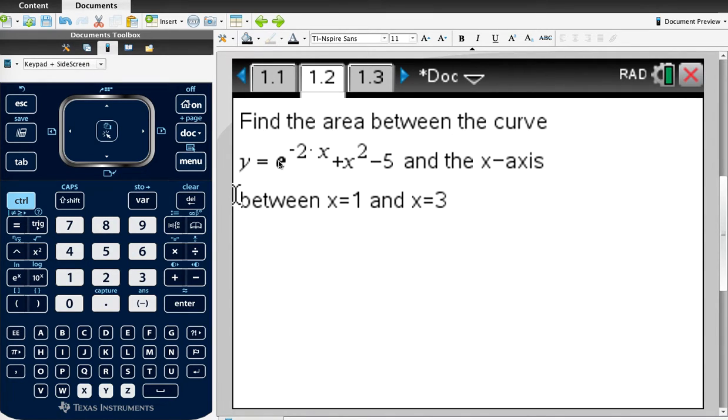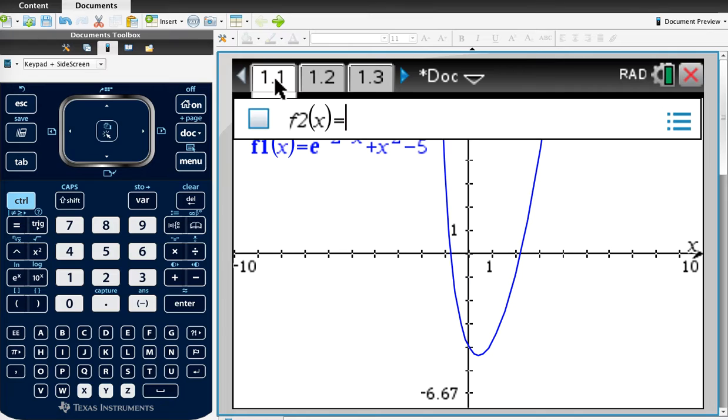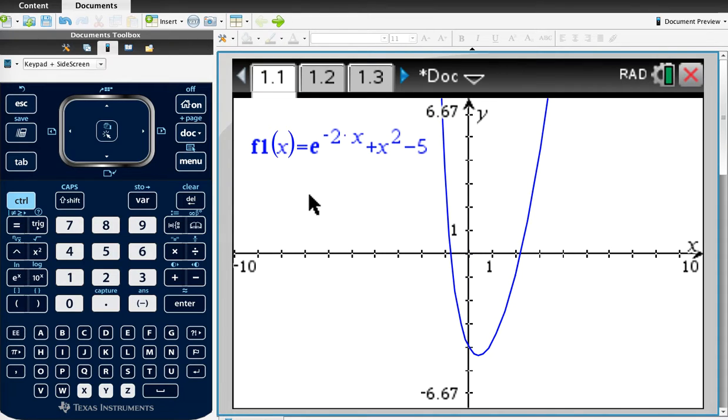Find the area between the curve y equals e to the negative 2x plus x squared subtract 5, and the x-axis between x is equal to 1 and x is equal to 3. So I've got that graphed here. That's the e to the negative 2x plus x squared minus 5. And I know that I'm going to be trying to find the area between x is equal to 1, so down to here, and x is equal to 3, so up to here.